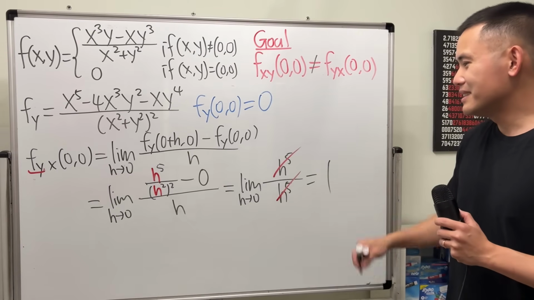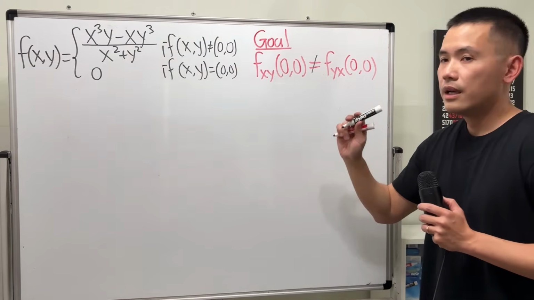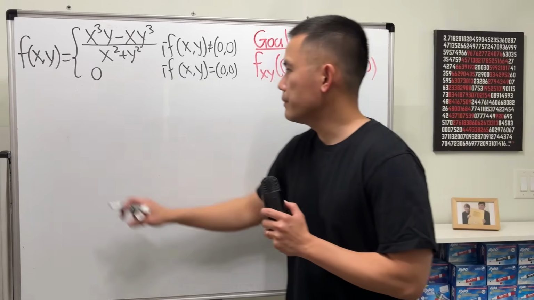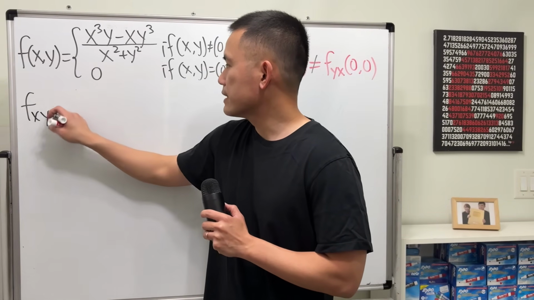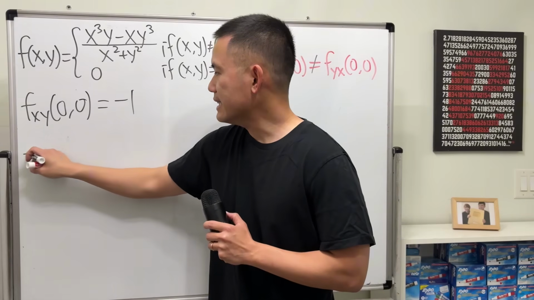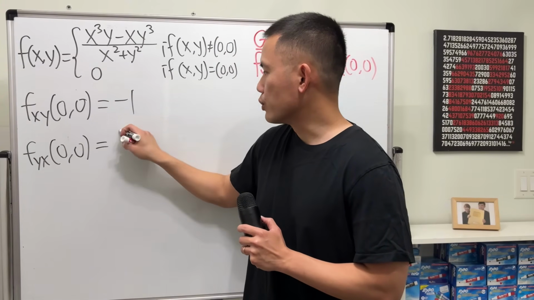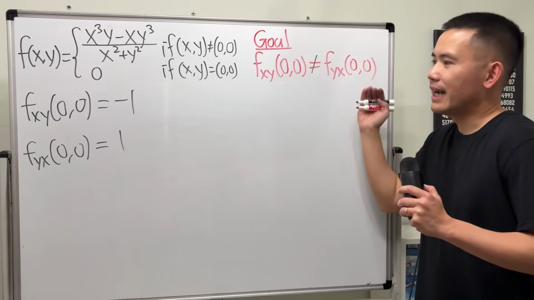Alright, so this is different than what we got earlier, right? And now let me just summarize everything for you guys. So from the result that we have earlier, we saw that f sub xy at the origin is equal to -1, but f sub yx at the origin is equal to +1. That's why they are not equal.